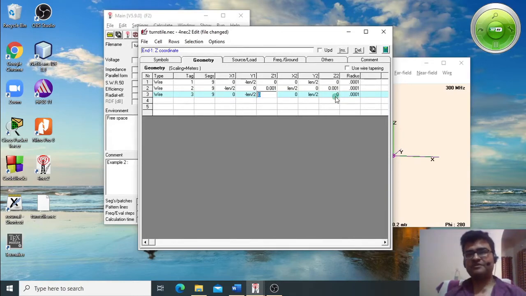So the gap between the two turnstile antennas should be at least lambda by 4. So for us, lambda by 4 would be 0.25 because our lambda is 1. Remember, for 300 megahertz, the lambda would be 1 meter. You can calculate and verify. Okay, and this would be again 0.25.